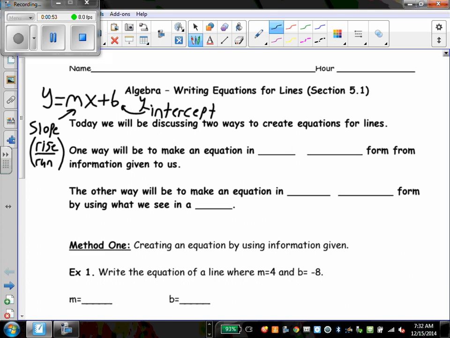Okay, so we're going to be discussing two ways to create equations for lines. One way will be to make an equation in slope-intercept form from information given to us. And the other way will be to make an equation in slope-intercept form by using what we see in a graph. So that's what we're going to cover here in this video.